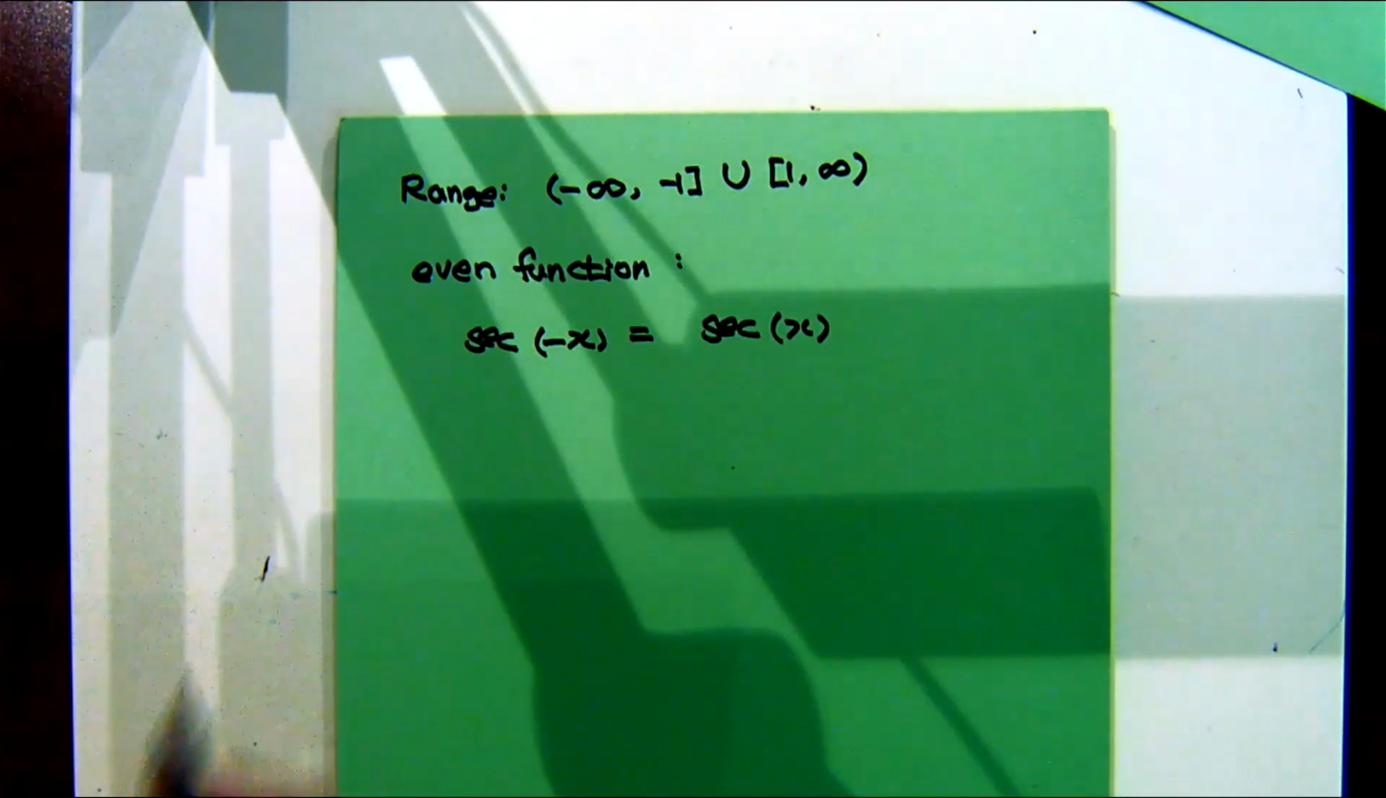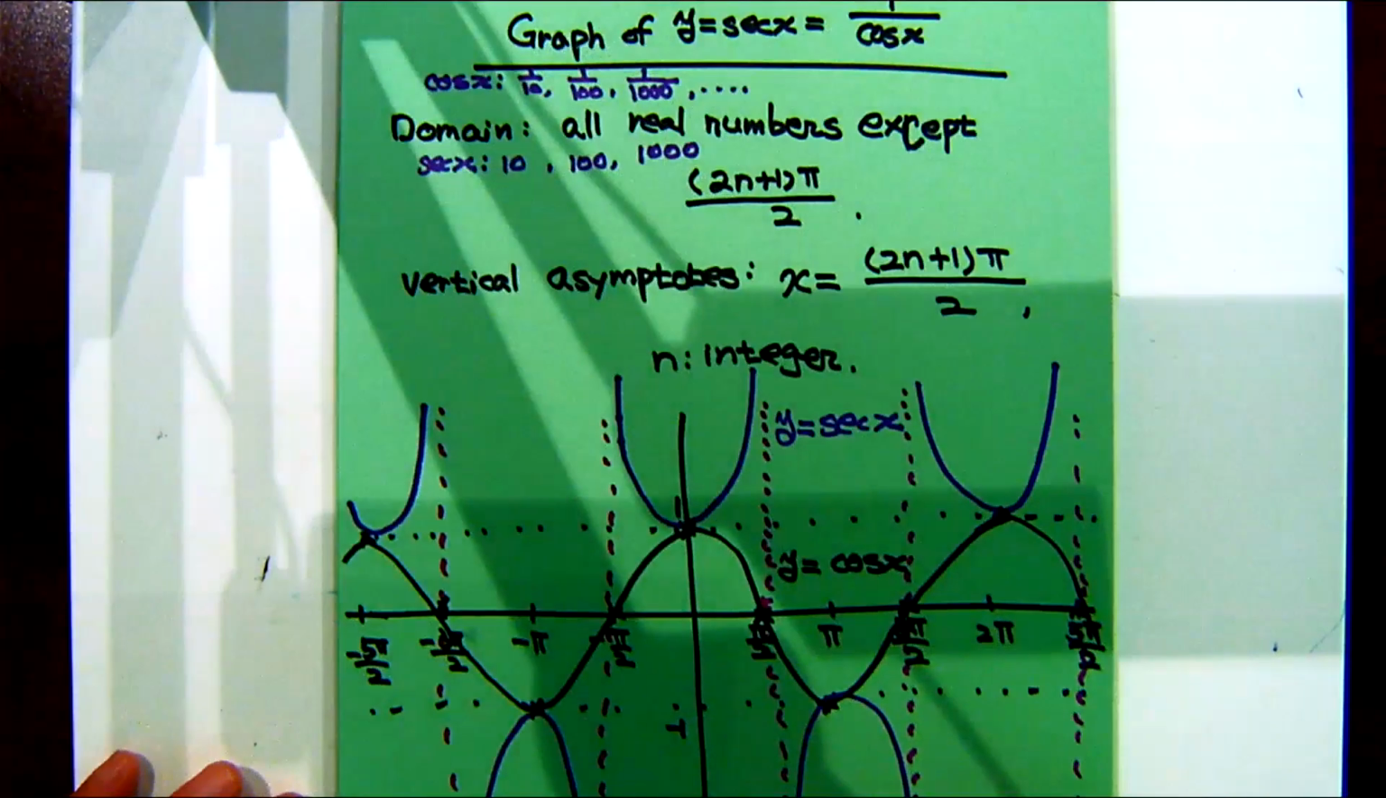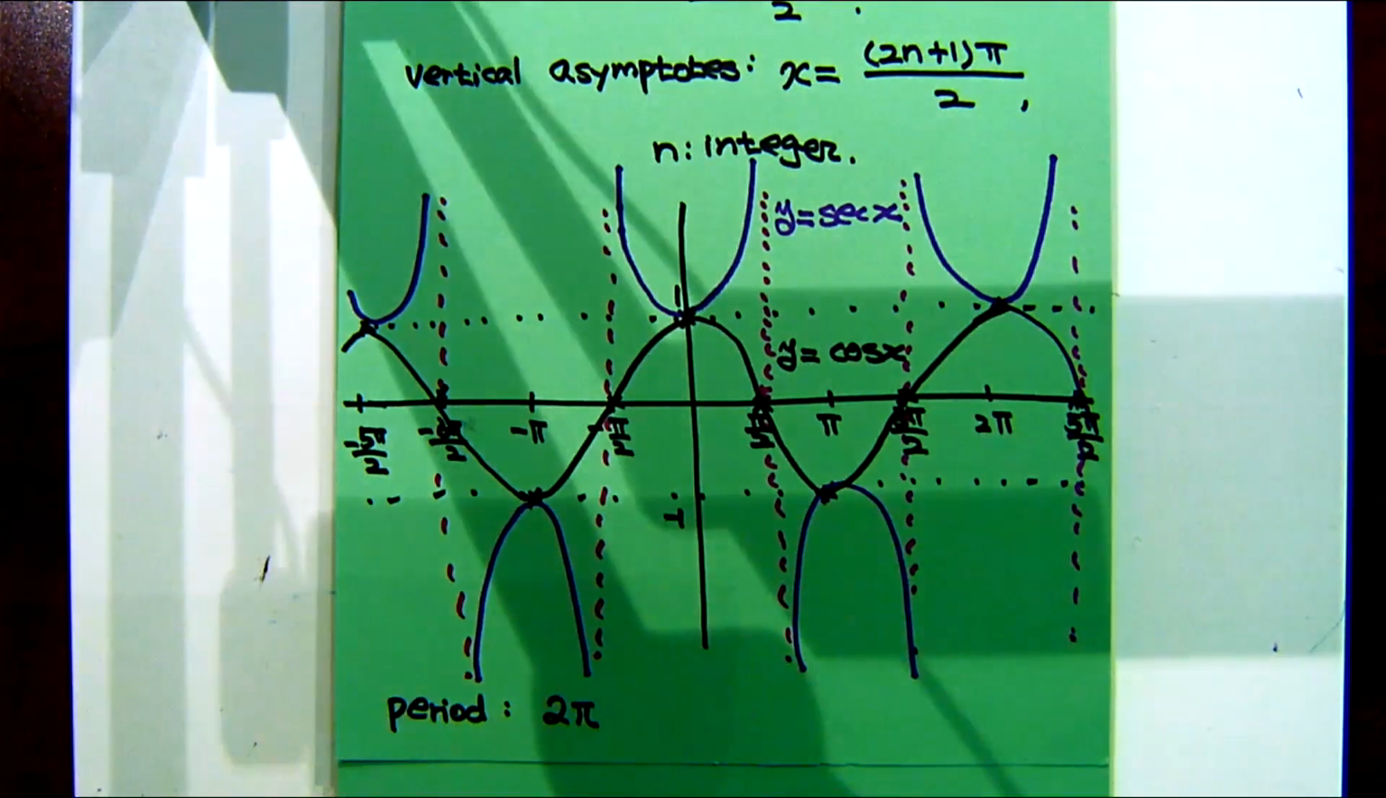So let's do some examples. If something is multiplied to x, of course, the period will be adjusted, and so that is 2 pi over something. Yeah, right. Any other question?